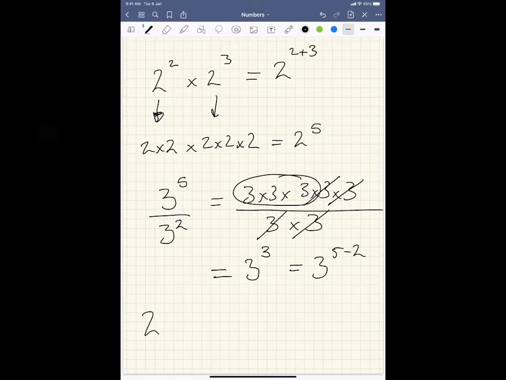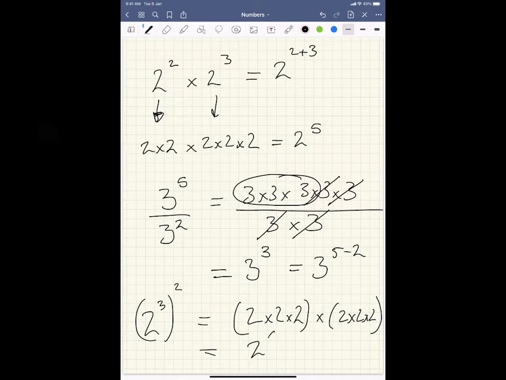And the last one, what about 2 cubed squared? Inside the bracket is 2 times 2 times 2. But the squared means times it by itself. So we literally times it by itself. Can you see that that's actually 2 to the 6? So in this situation, 2 to the power of 3, all to the power of 2, we are going to just take the base, and then we're going to multiply the exponents.